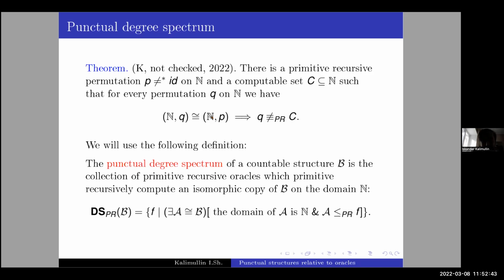study the second variant of the degree spectrum, which is closed upward from the beginning, exactly as in the Turing degrees. So from the beginning I close the degree spectrum under oracles. So it is exactly the collection of primitive recursive oracles which can primitive recursively compute some isomorphic copy of the structure B on the domain N. So it is all F such that there exists some copy A on the domain N, such that A as a function is primitively recursively derivable from F.